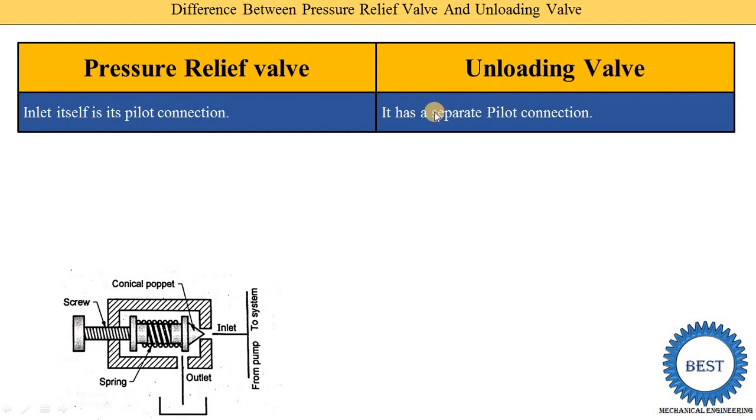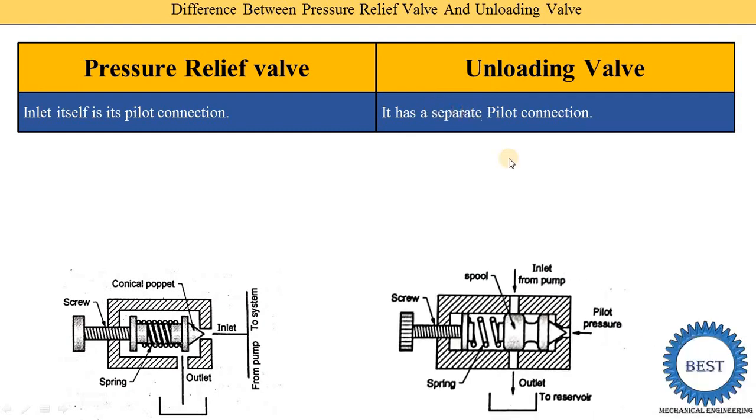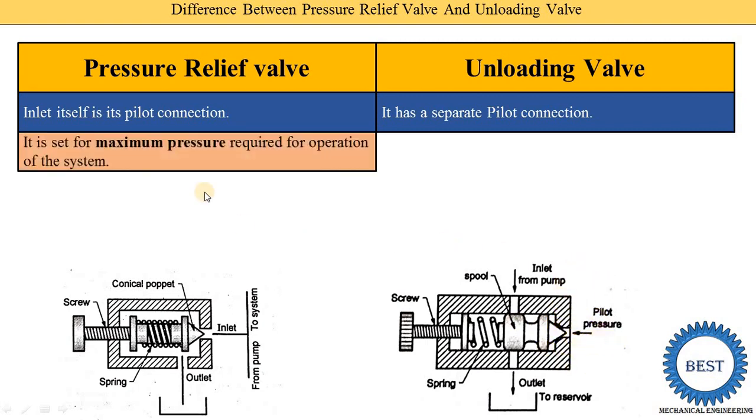In the unloading valve, there is a separate pilot connection. Now here you see the diagram of the unloading valve. This is the inlet from the pump, this is the outlet, and it is supplied to the reservoir. Here a separate pilot pressure port is used. Oil is taken from some part of the hydraulic system and supplied here. Due to this pilot pressure, the conical poppet moves, and due to this movement the valve is on or off. It is called the pilot connection. So in the unloading valve, a separate pilot connection is provided.